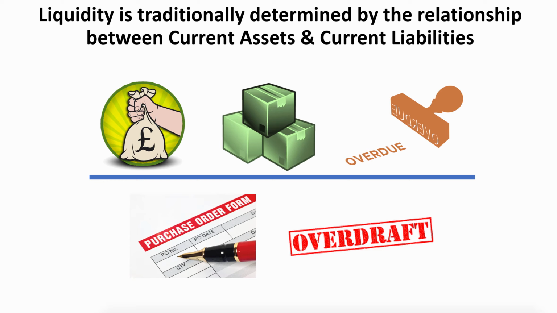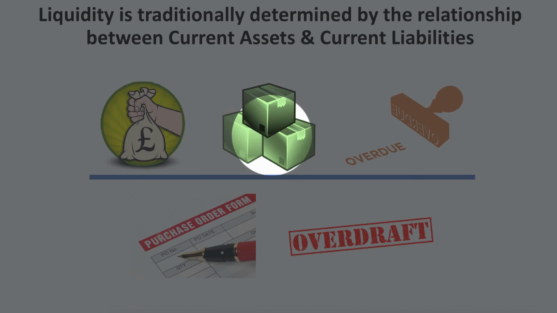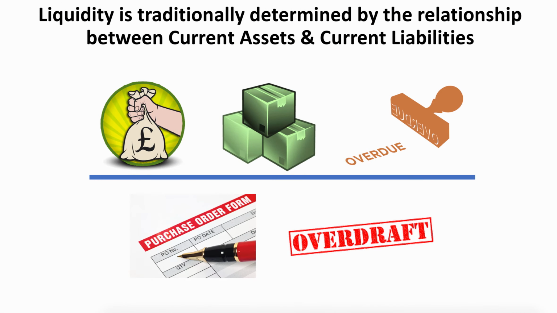Now, for the acid test ratio, which AQA students don't need to worry about, they only need to think about the current ratio, you remove inventories from current assets. It's seen as being a better test of liquidity in some situations.